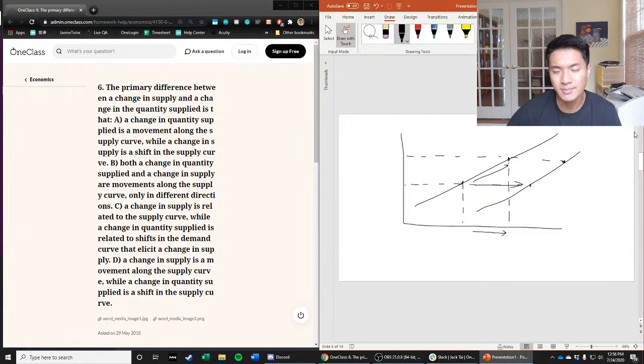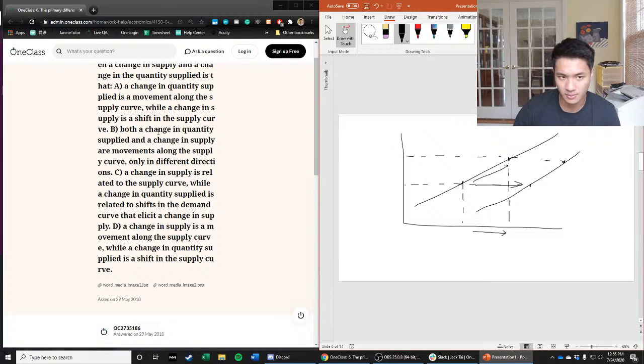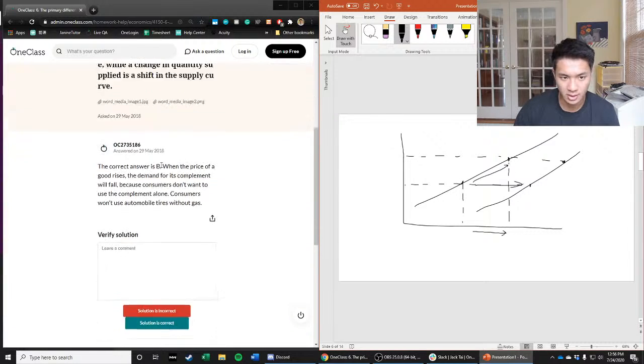And so that's the main difference, that ability to identify what is the cause of the change. Is it a change in supply because the supply determinant has changed, like a factor of production cost, or is it a movement on the supply curve due to a change in price? So that's what we're really looking at, and A is going to be the best answer here. A change in quantity supplied is a movement along the supply curve, while a change in supply is a shift in the supply curve, right? So A is the best answer here.